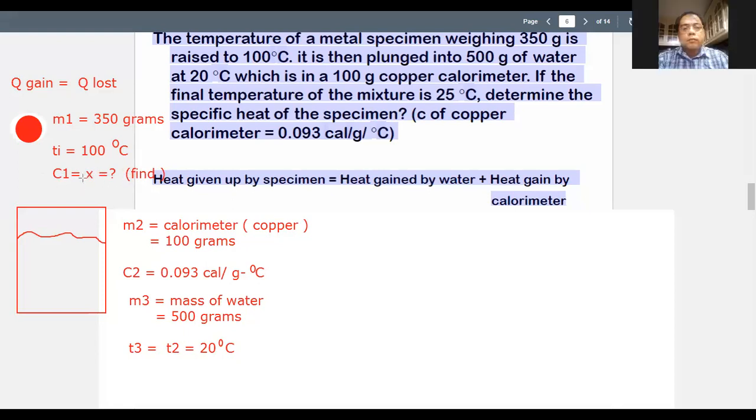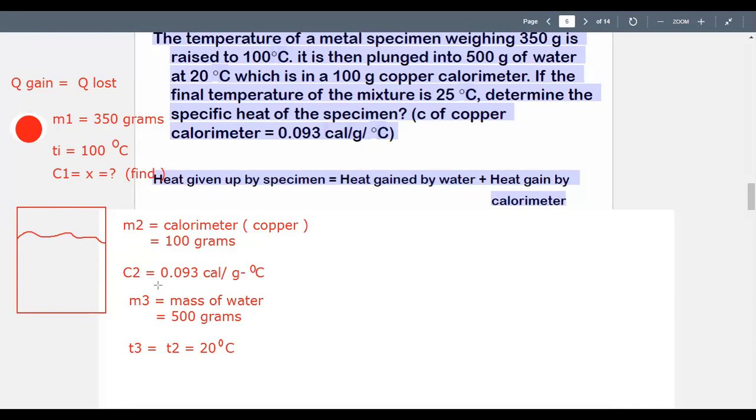We call that specific heat value C sub 1. I call it x because we do not know its value. Now, this one will be placed in not really cold water, but the water there is around 20 degrees Celsius. The mass of the water in this container is 500 grams. The water is held by a copper container called a calorimeter. The mass of the calorimeter is 100 grams.